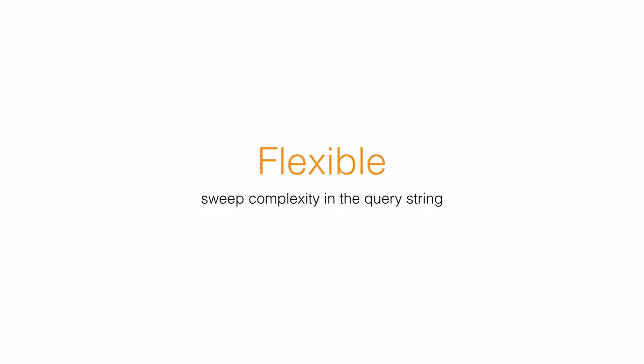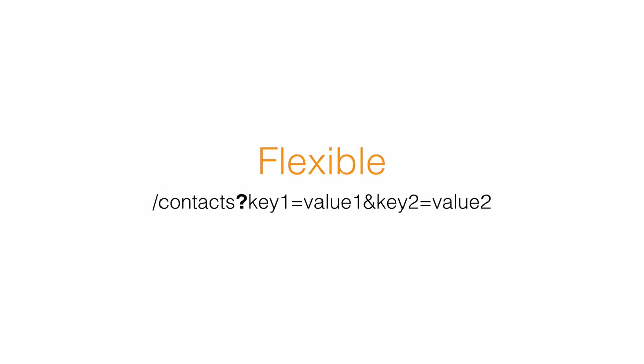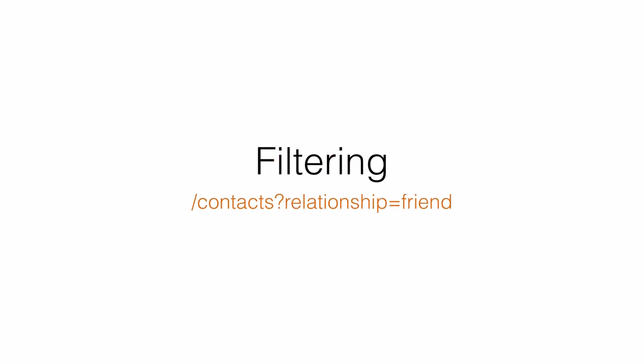But there might be a few things that you need. So it's a good idea to make the API a bit more flexible. And the way to do that is to take the complexity and sweep it under the query string. So to give you an example, if you put a question mark in the URL, you can include key value pairs, and that information will go to basically the server.